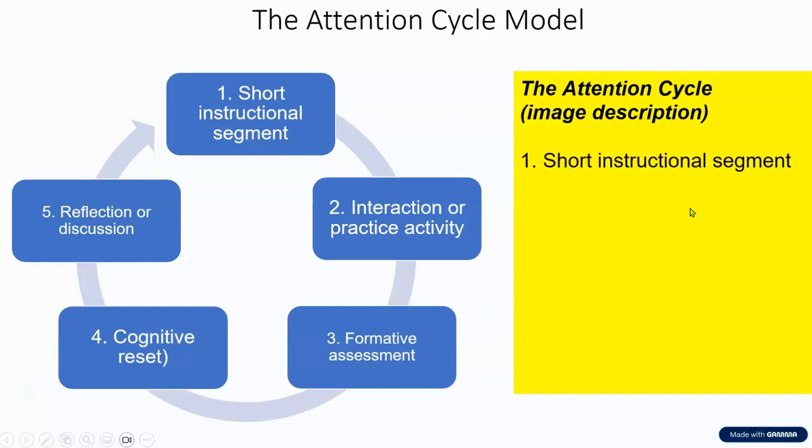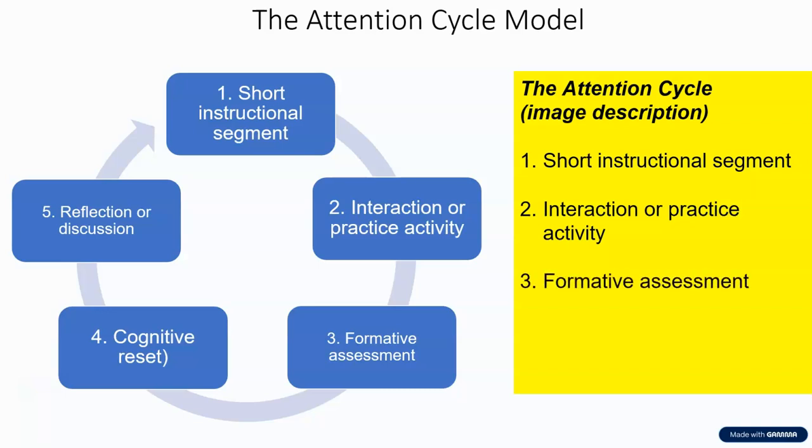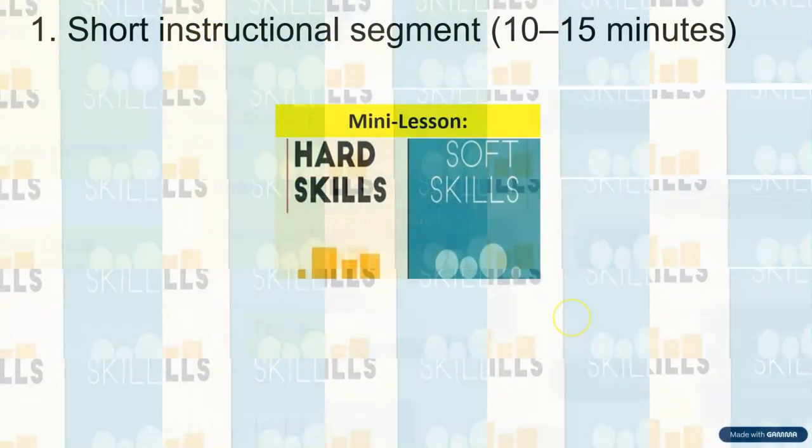First, a short instructional segment. Second, an interaction or practice activity. Third, a formative assessment to check understanding. Fourth, a cognitive reset, like a quick break. And finally, a reflection or discussion so students can process what they've learned. When these elements repeat throughout a lesson, students are much more likely to stay engaged and focused. Let's take a look at what this can look like in practice.